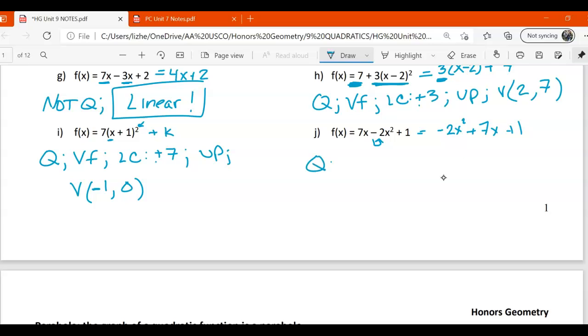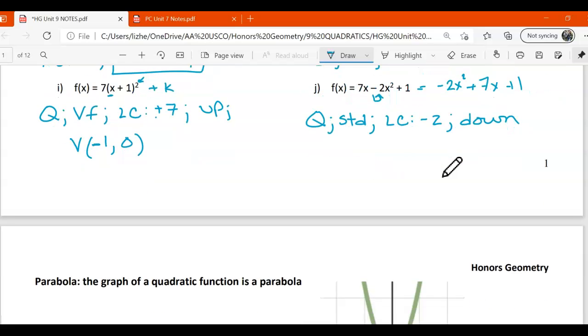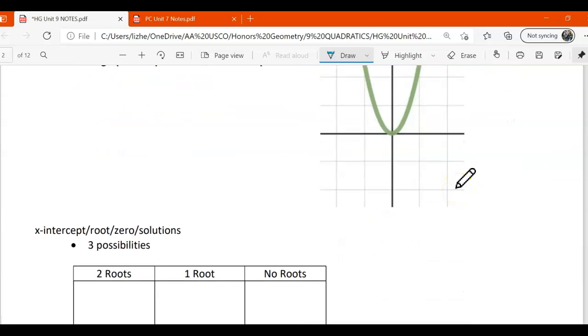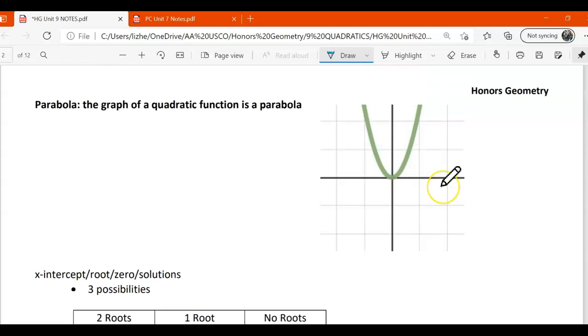So it's a quadratic. It's in standard form. The leading coefficient is a negative 2. It's going to open down. And there you go. All right. Oh, I was wrong. I'm sorry. I thought we weren't graphing, but here we are graphing. All right. Well, we're just talking really about the graph.